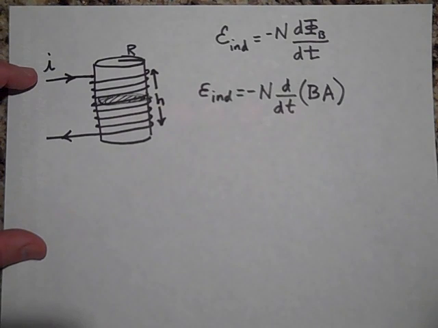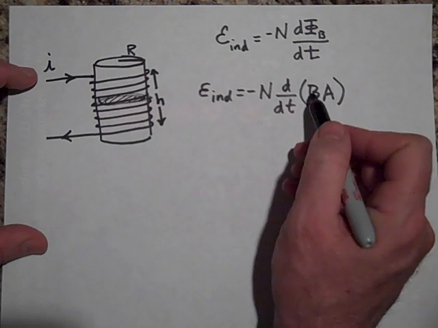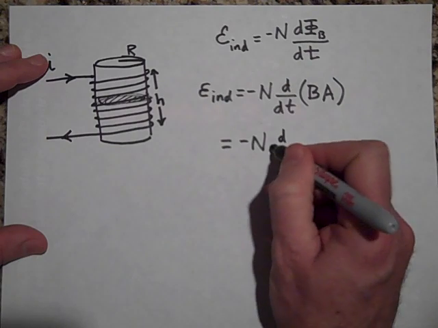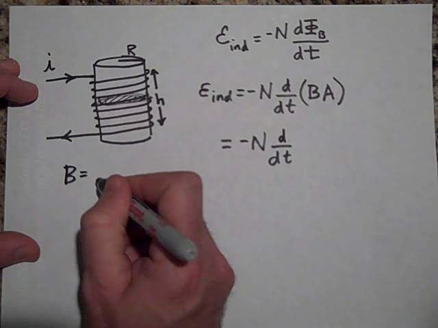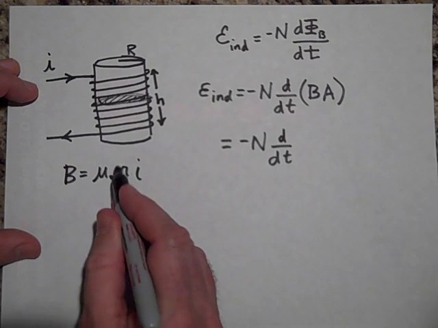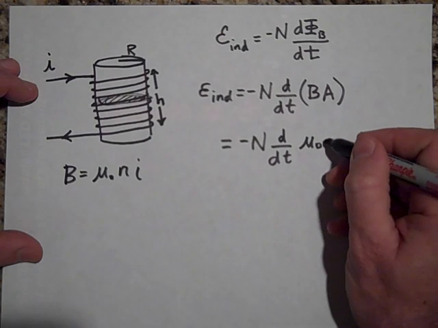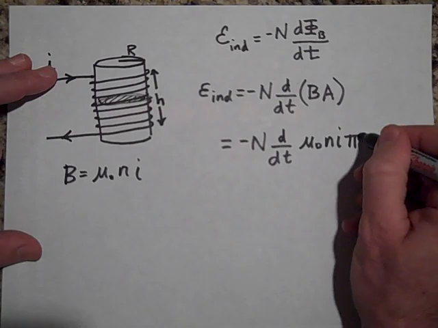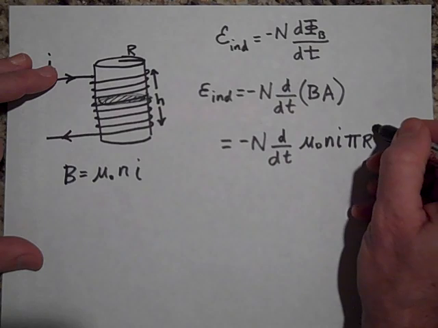Okay, now it turns out that the B in here, in a solenoid, is equal to mu naught times lowercase n times I, where n is the turns per length, and I is the current through there. So I'm going to substitute in mu naught times n times I, and for A, I'm going to put in pi times r squared, that being the radius of the solenoid.